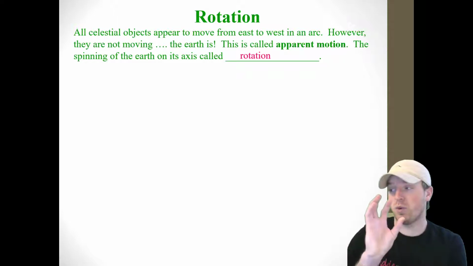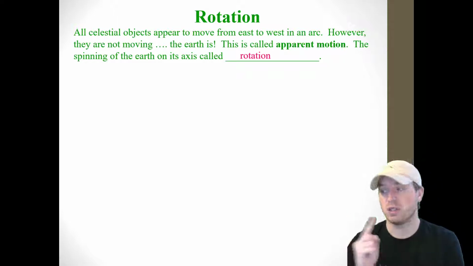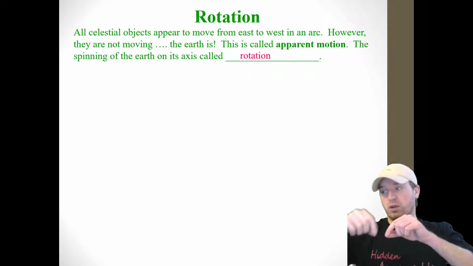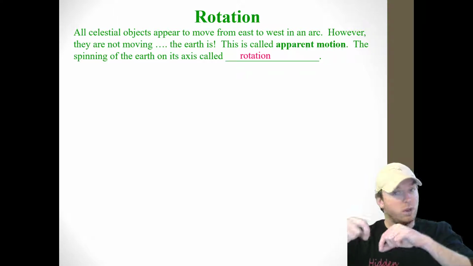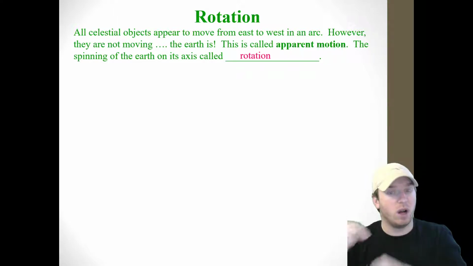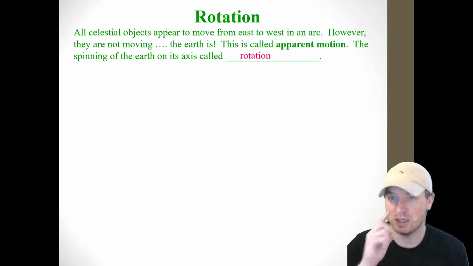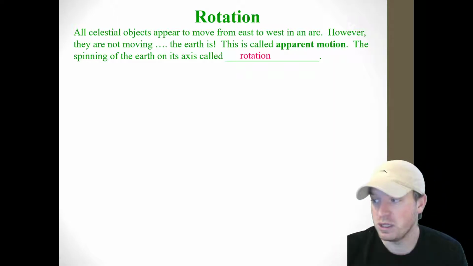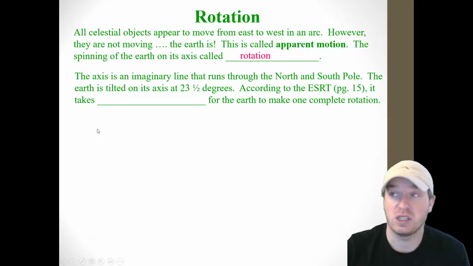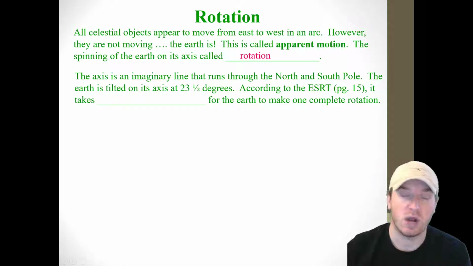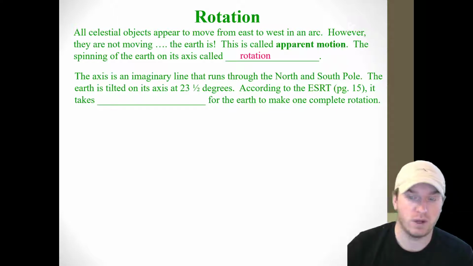A rotation is when one object turns on its own axis, whereas a revolution is when one object goes around another object. So revolution is two objects, one circling the other, while rotation is one object spinning around its axis. The rotation of the Earth is what's causing the sun to look like it is rising in the east and setting in the west. It looks like the sun is revolving around us, but it's not.